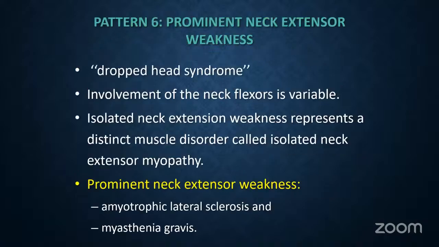Pattern 6 is prominent neck extensor weakness, that is dropped head syndrome. It is seen in amyotrophic lateral sclerosis and myasthenia gravis, or it can also be seen in isolated neck extensor weakness myopathy.